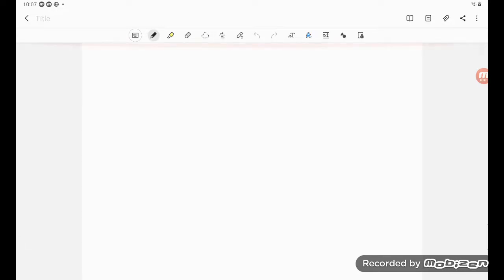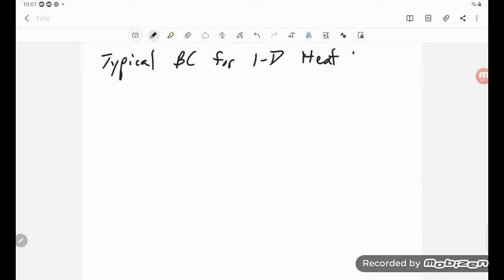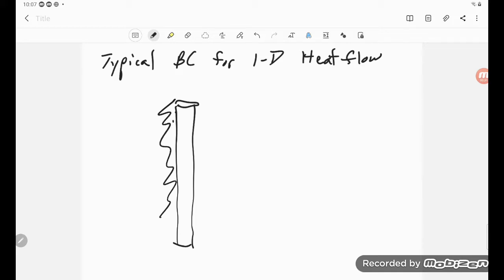So this is the example they give. They call it typical boundary conditions for one-dimensional (1D) heat flow. And what they show is, okay, you've got the rod, like so, and it's insulated on the sides, insulated on that side.